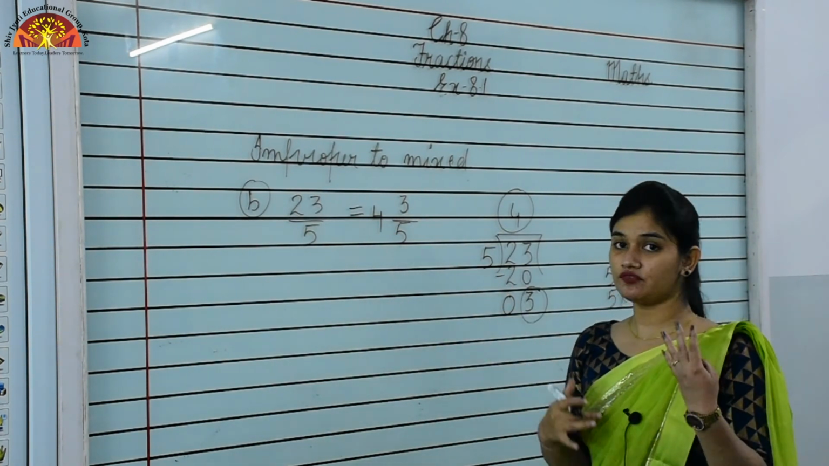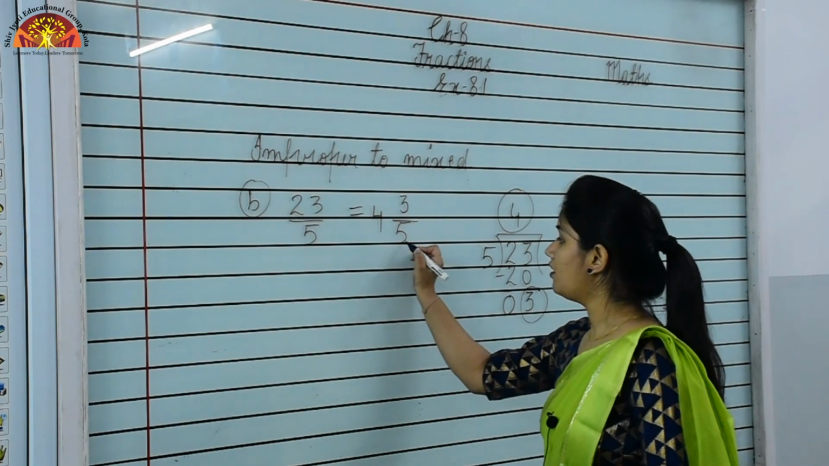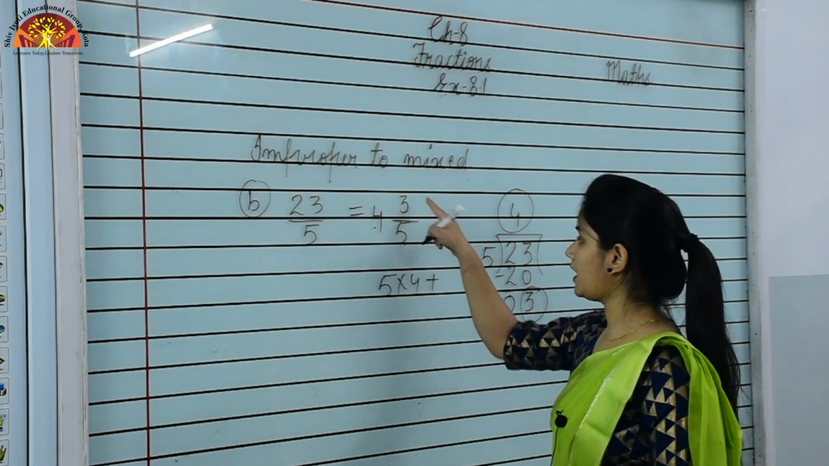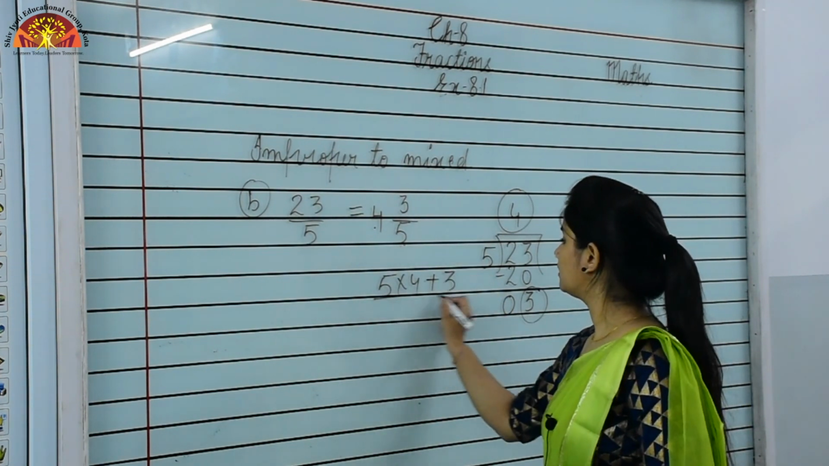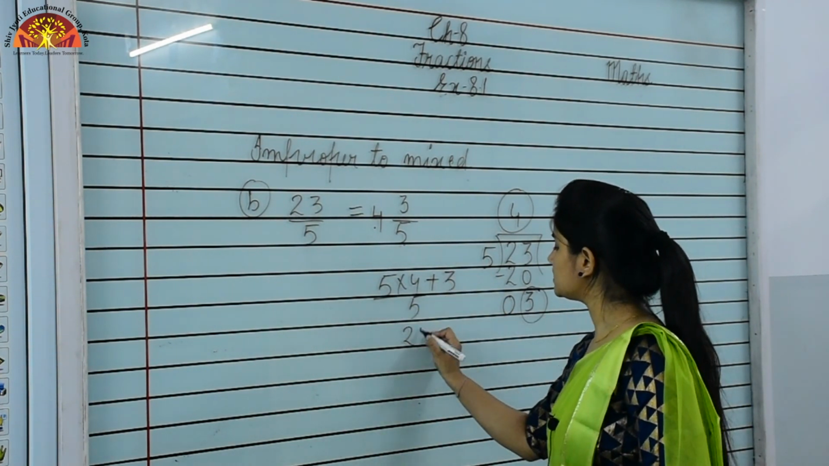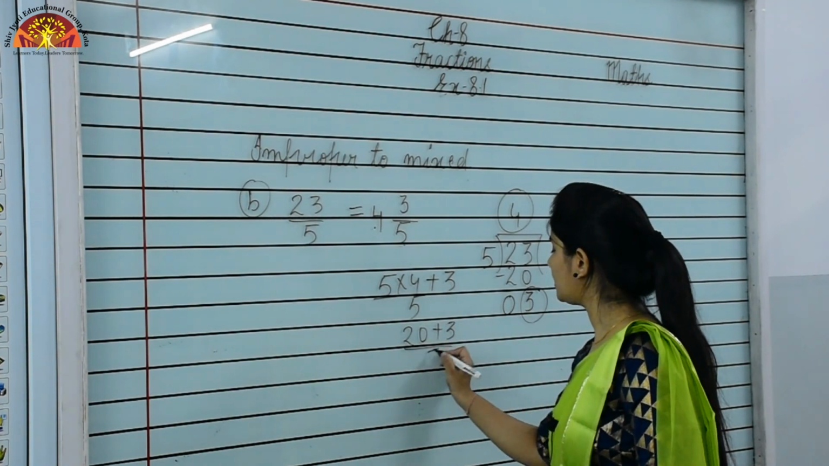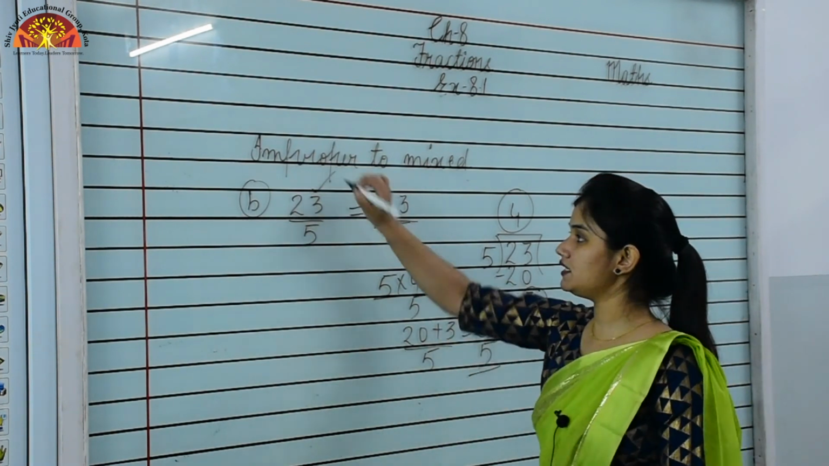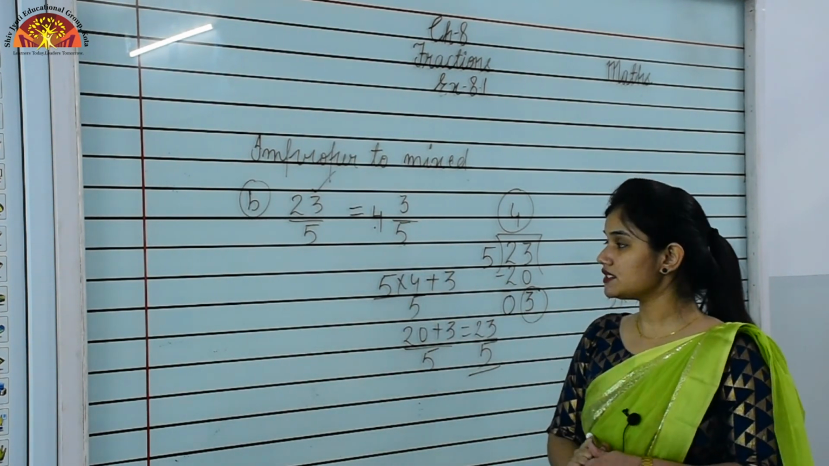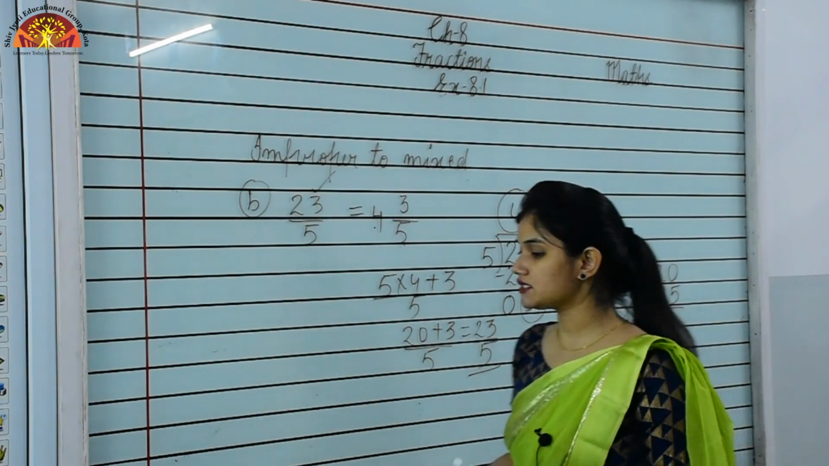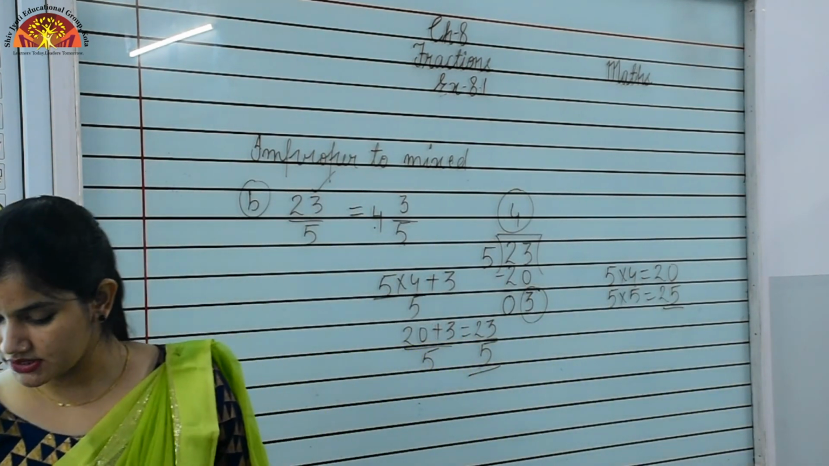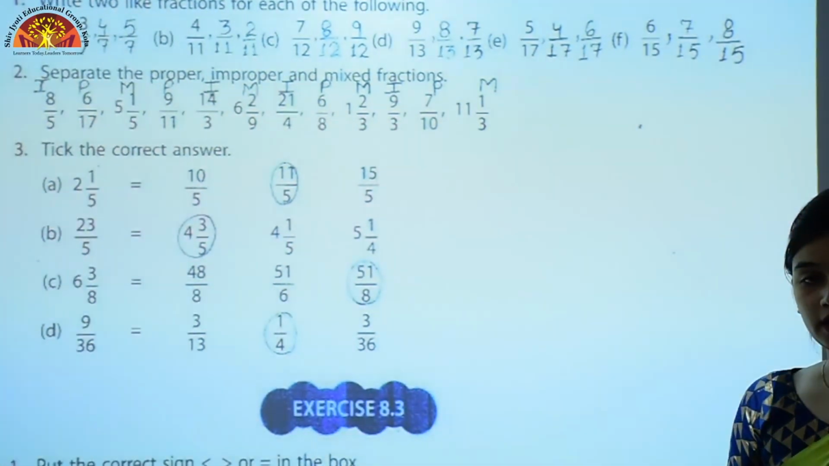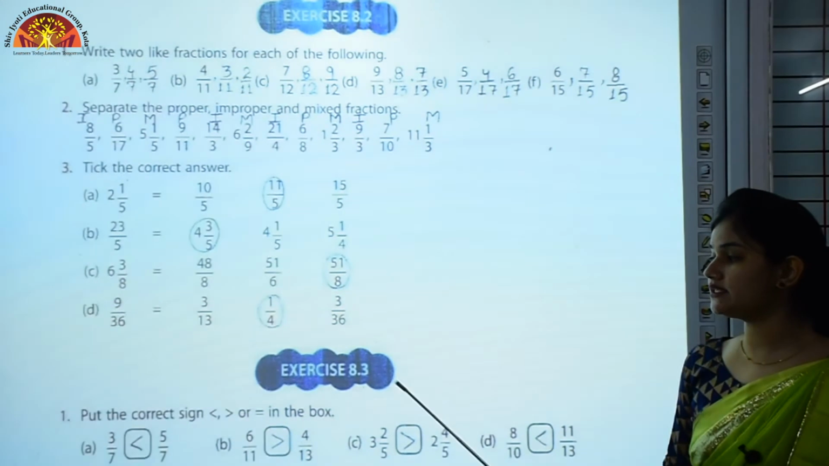And again we can convert this fraction to an improper fraction. Just look here. 5 4s are 20 and we have to add this 3. So 20 plus 3 is 23 upon 5. This will be 23 upon 5. Is it clear, students? So in this way you can convert improper to mixed or mixed to improper. So the correct answer is 4 3 upon 5. And in this way, students, you can do the C and D parts also.